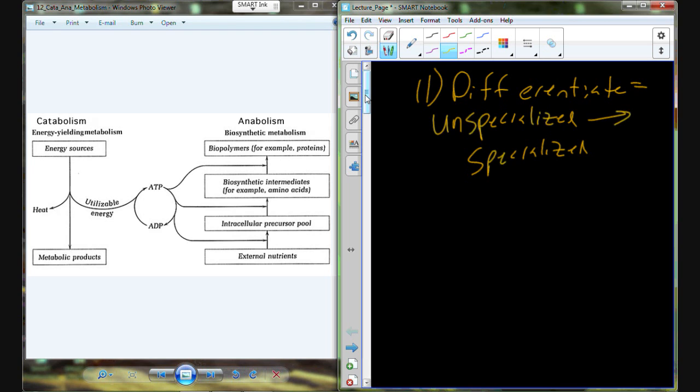And what that means is we're going to take cells that have no particular function, maybe it's a muscle stem cell, or you just call it a stem cell, and it gets differentiated into a myocyte that actually can begin to contract. So we go from undifferentiated to differentiated, unspecialized to specialized.